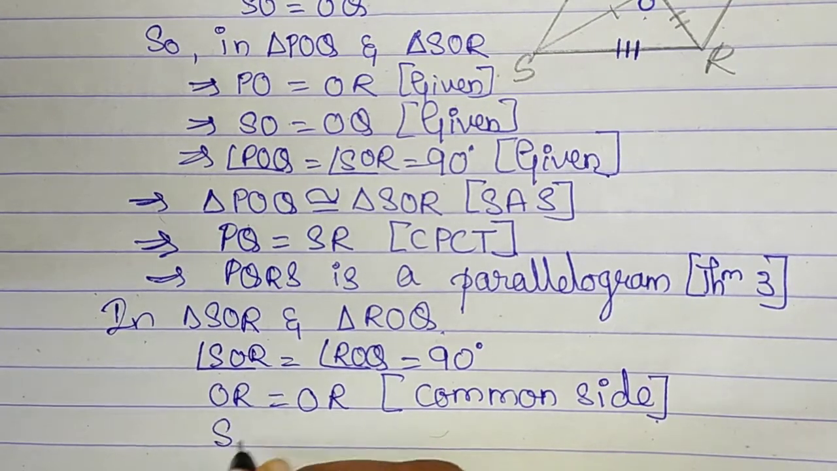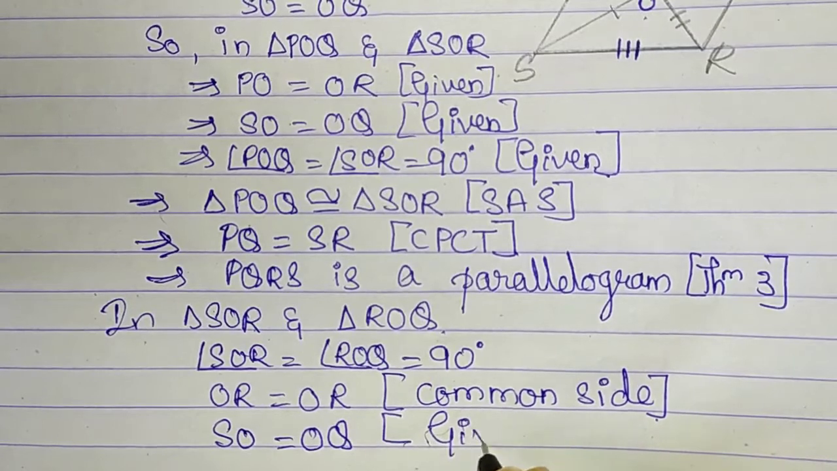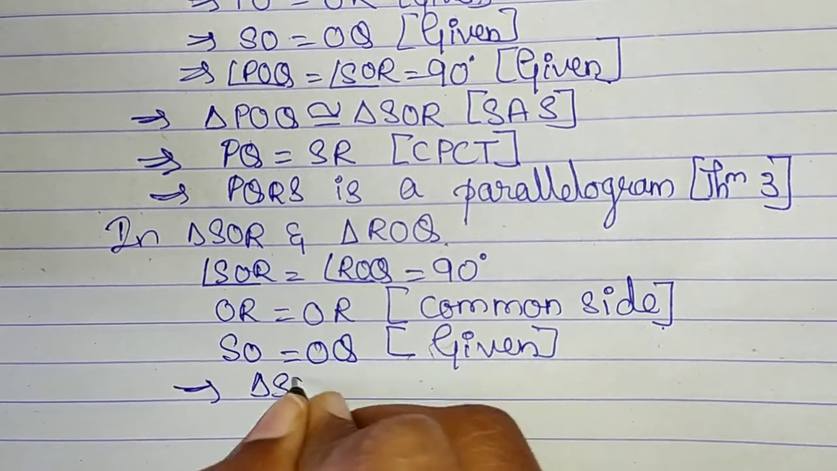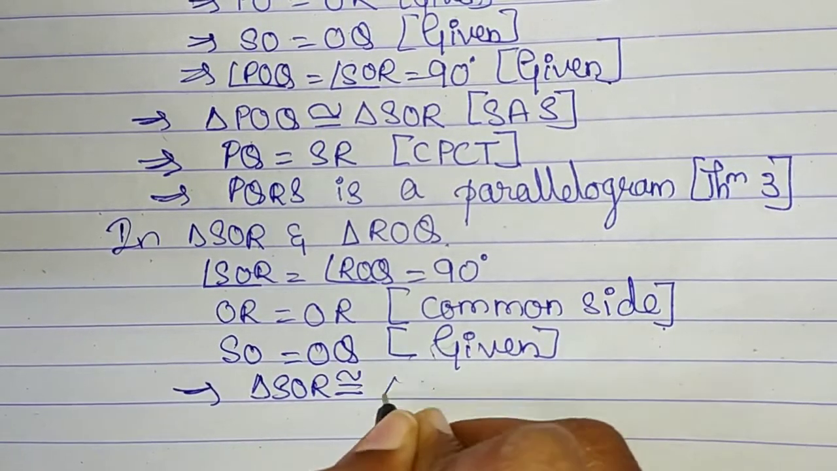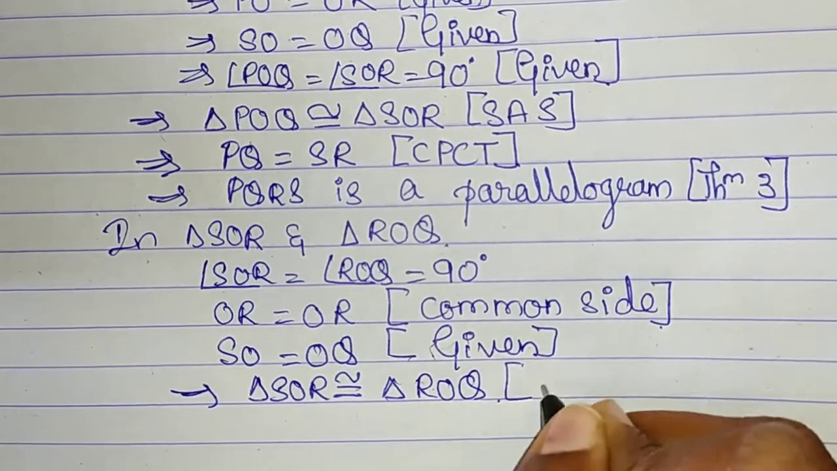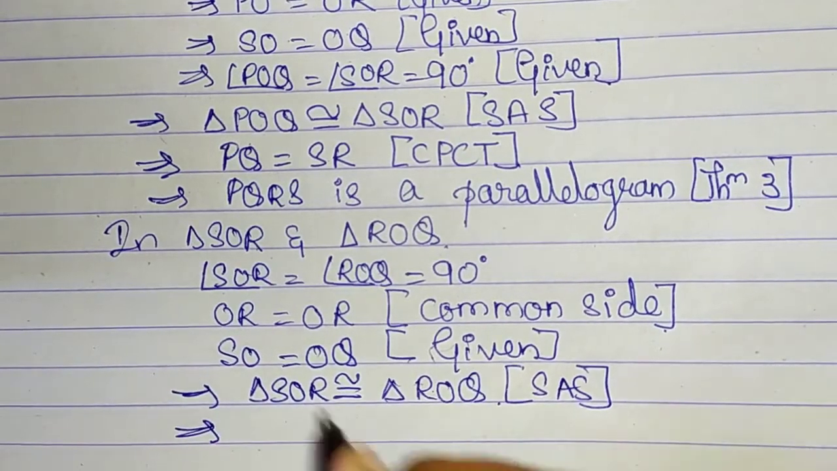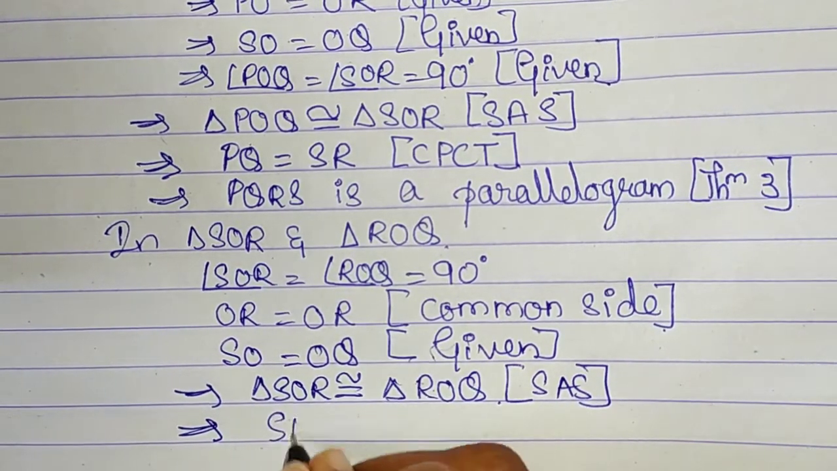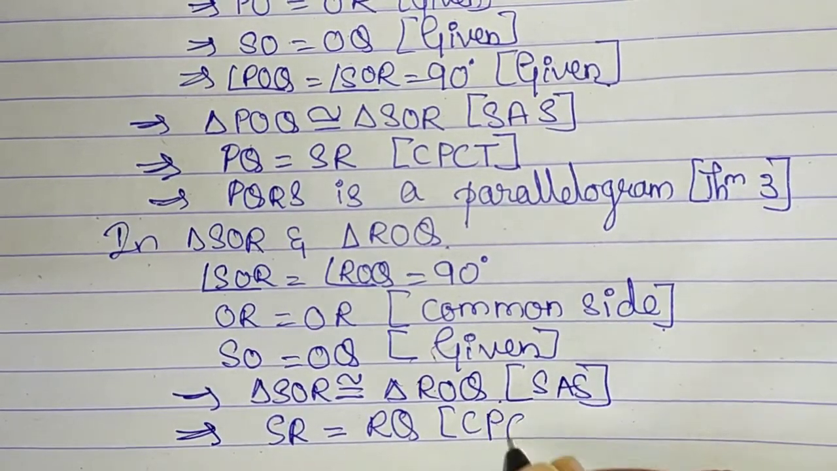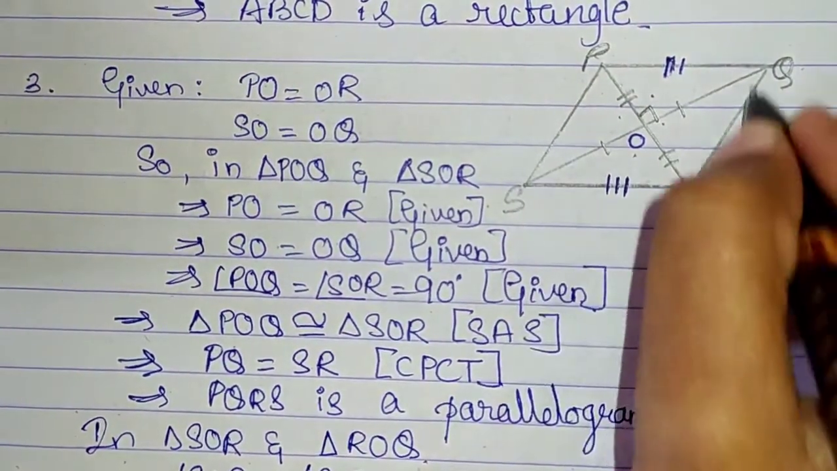And SO is equal to OQ. It is given, the diagonals given. So this implies triangle SOR is congruent to triangle ROQ by the side angle side rule. So this implies SR is equal to RQ by CPCT. As you can see in the figure here, SR is equal to RQ.